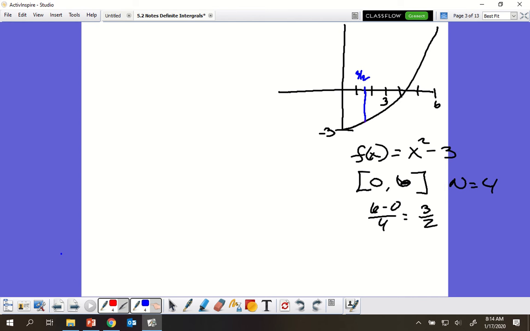All right, next one. So for my next interval, I'm going to add how much? 3/2. So I'm adding 3/2 to my previous one. So 3/2 plus 3/2 is 6/2, which is 3. Okay, so that's my next one right here. So I'm going to line it up right here.